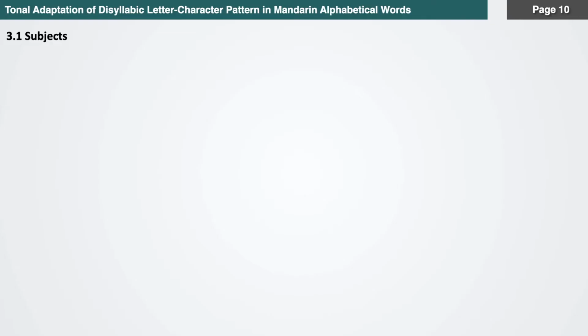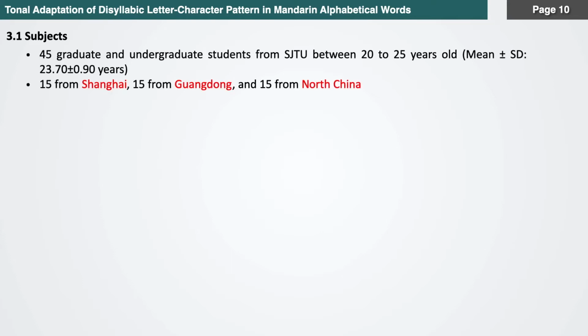To carry out our experiment, we recruited 45 graduate and undergraduate students from Shanghai Jiaotong University between 20 to 25 years old, 15 from Shanghai, 15 from Guangdong, and 15 from North China. The reason for choosing these 3 areas is that we have done a preliminary research and found that the speakers from the 3 areas have distinct features in English pronunciation.